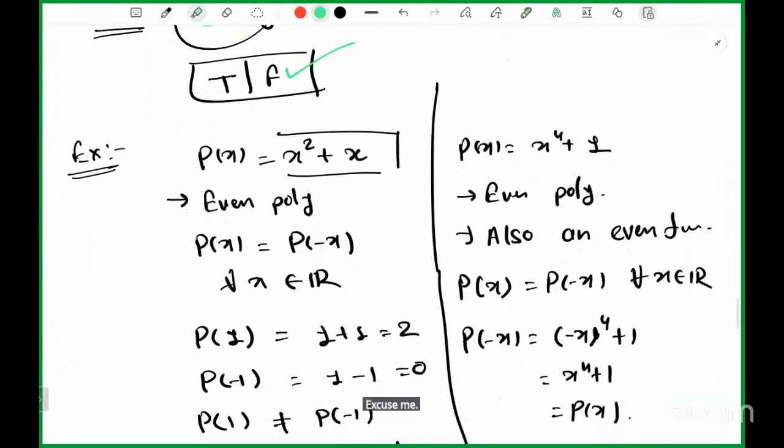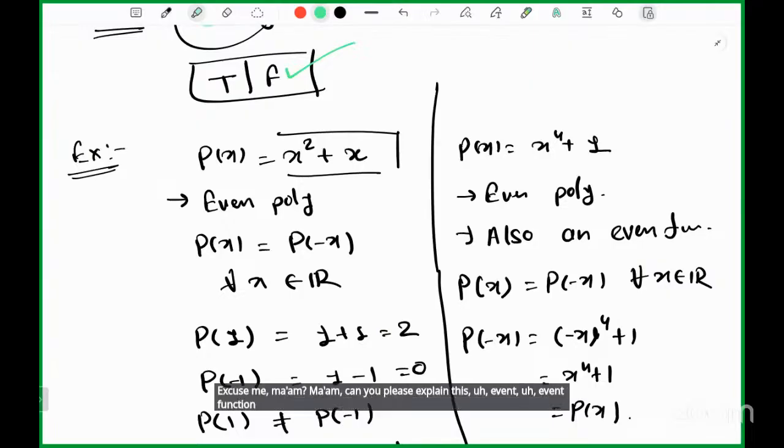Excuse me, ma'am. Yeah. Ma'am, can you please explain this even function and even polynomial once again?